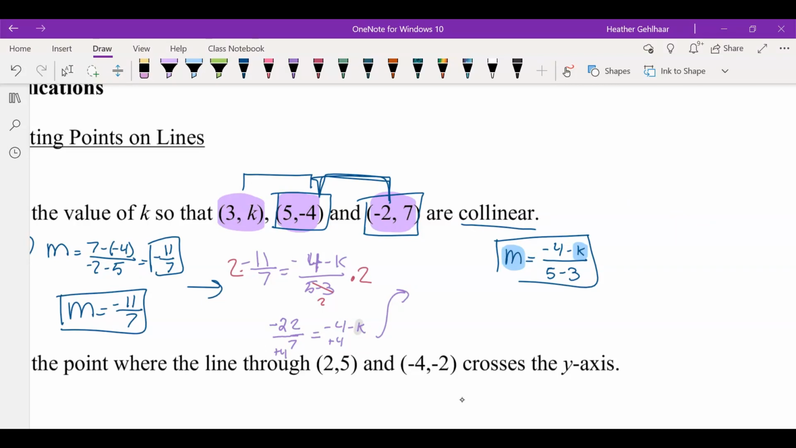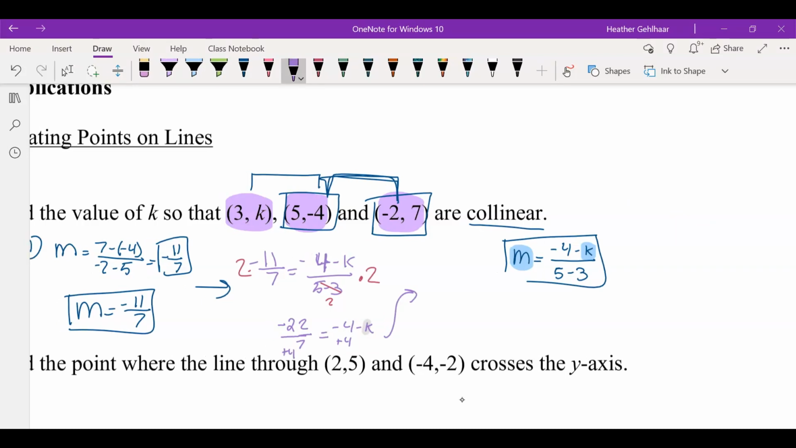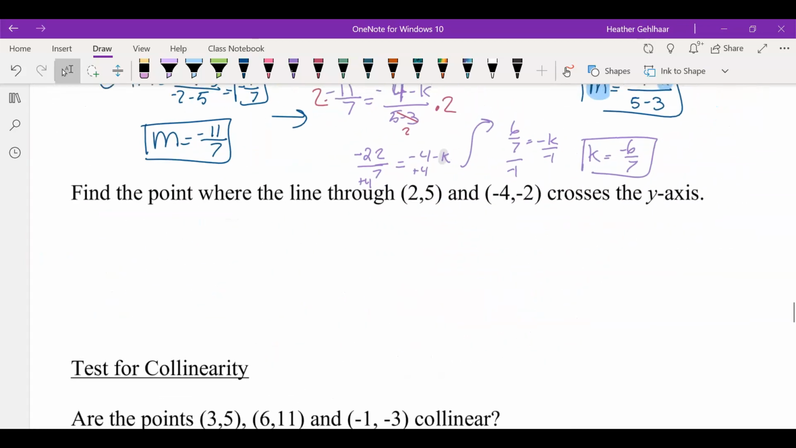All right, so then from here we're going to add 4 to the other side. When we add 4 to the other side, it'll give us a positive 6 over 7 equals negative k. We'll divide by the negative 1, and we will get k to equal negative 6 over 7. All right, so now we have found the value of k. That makes those 3 points collinear.